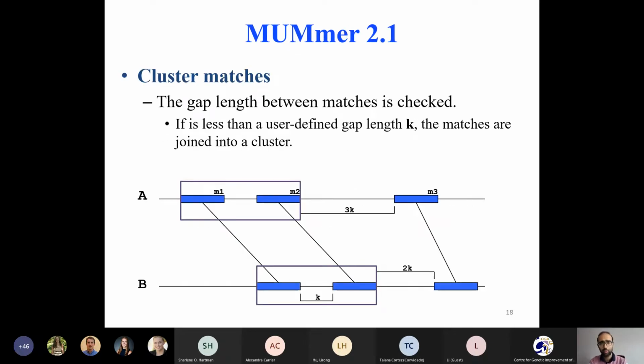And then for MUMmer, they implemented version 2.1. In this version, they try to cluster matches together in the same cluster. So if there are two matches that have a distance between them lower than a gap length defined by the user, here it's k, they will be joined together in the same cluster. However, if there are other matches that have a distance more than k, they will just stay alone.